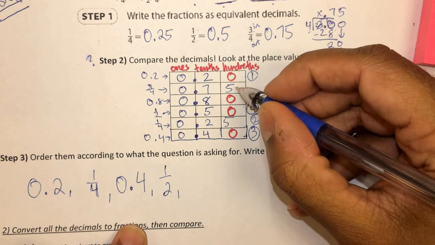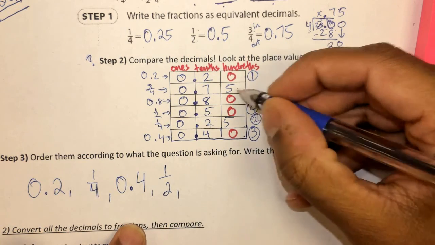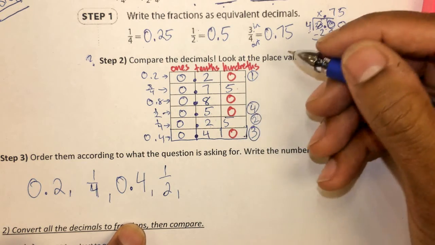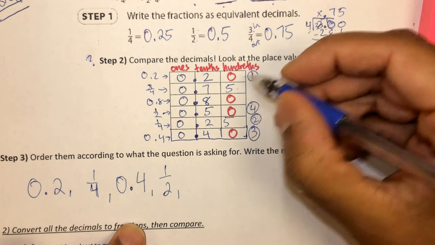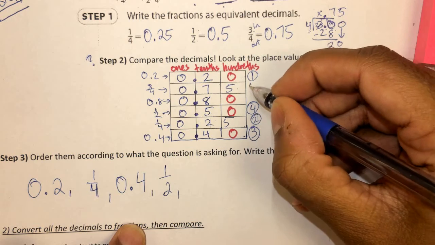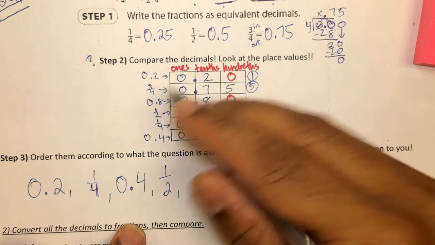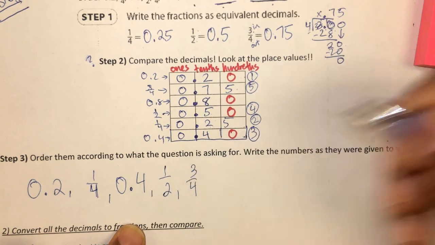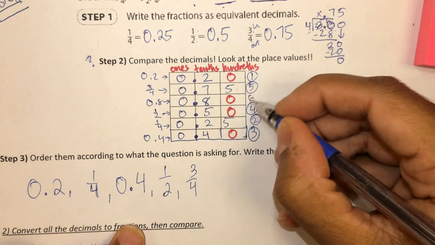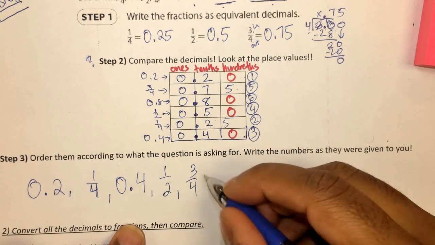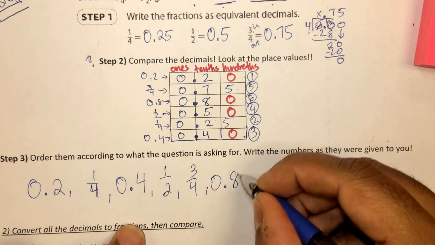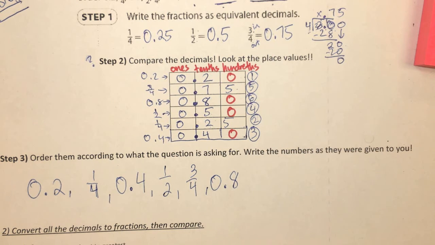Then, excuse me, now I compare 75 and 80. Well, what's going to be my next smallest number? My next biggest number is going to be 75. And that was given to me as 3/4. And lastly, I have my sixth number, which is 80 hundredths, or 8 tenths, the way they gave it to me. And that's my answer.